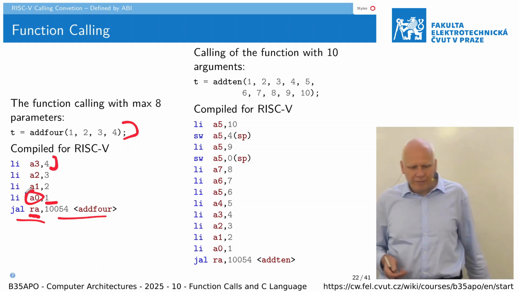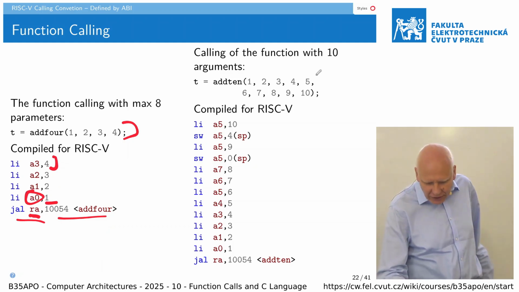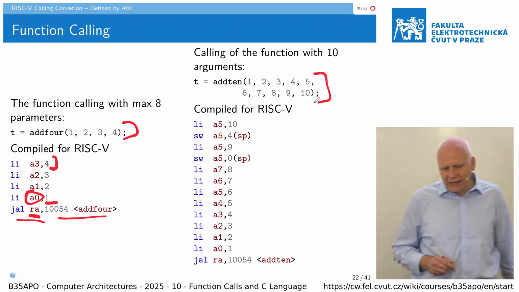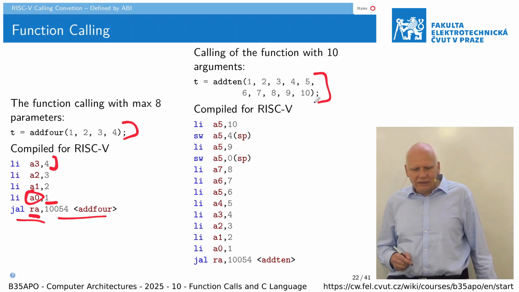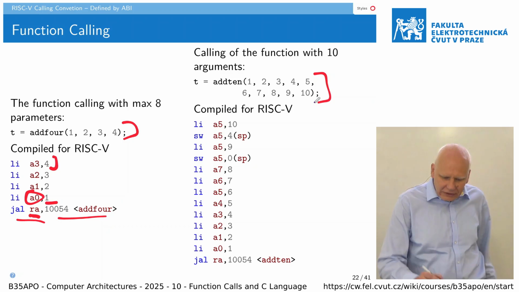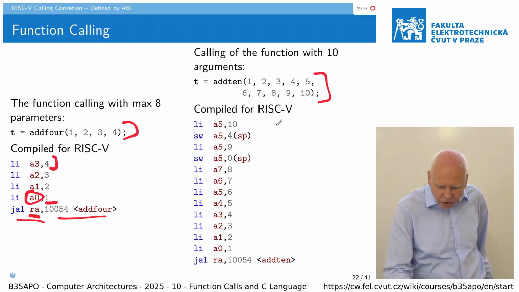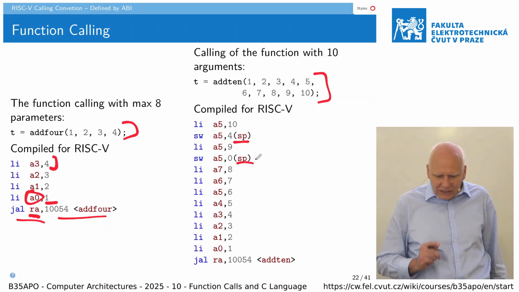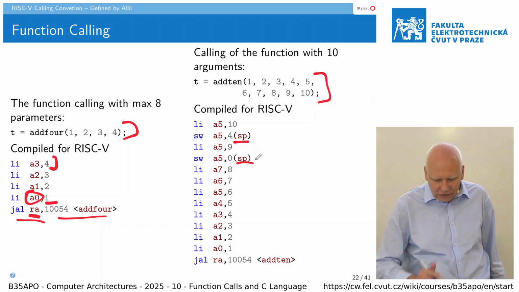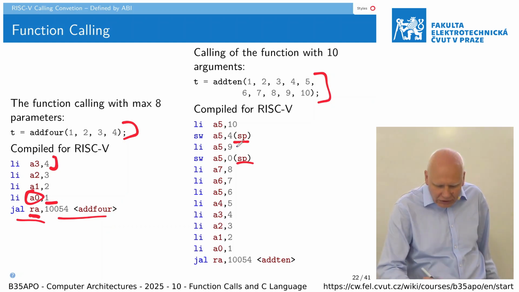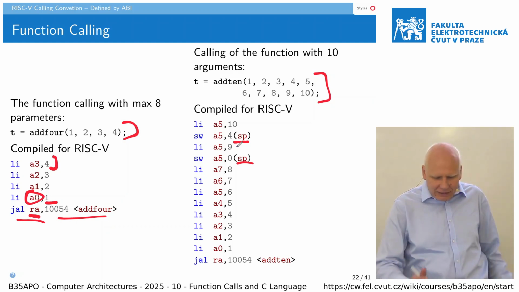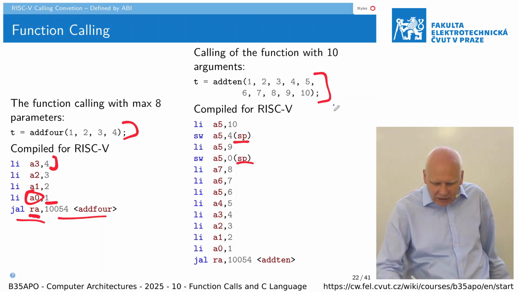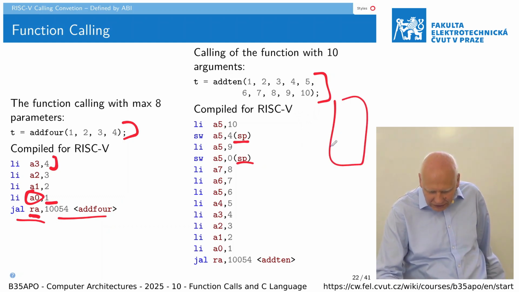So it is easy. At the moment when we have a function which is called with 10 arguments, then the thing starts to be a little more complex, because we need to store the values first on the stack, and we need to have some space on the top of the stack ready for this. But we do not take care about it. We expect that at this moment we have some space on the top of the stack.